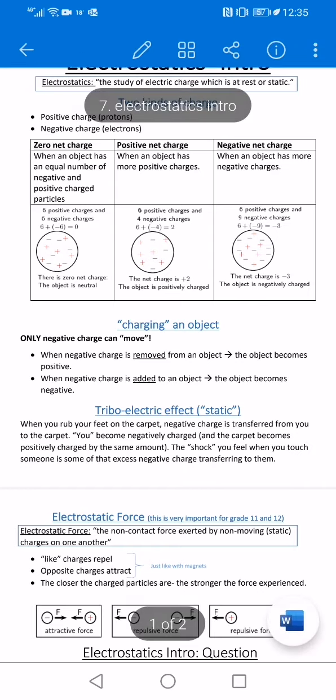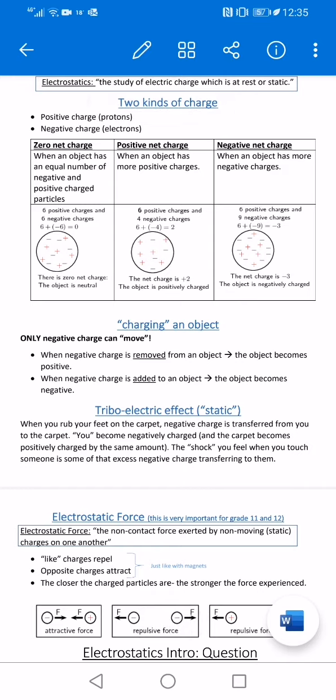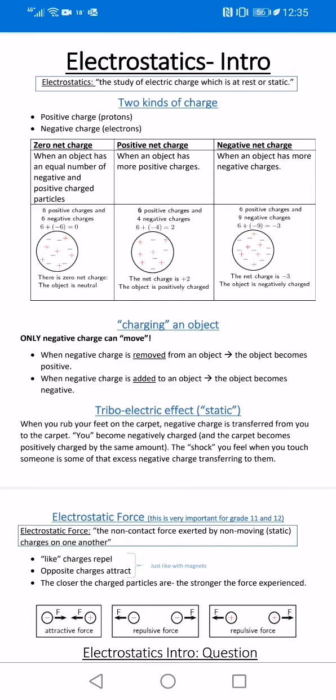Okay, and then the third option is if we have a negative net charge on an object, and that is when your object has more negative charge than it has positive charge. So here again, if we look at the diagram, we've got 6 positive charges and 9 negative charges, and 6 plus negative 9 is negative 3, so our net charge is negative. Our object is negatively charged.